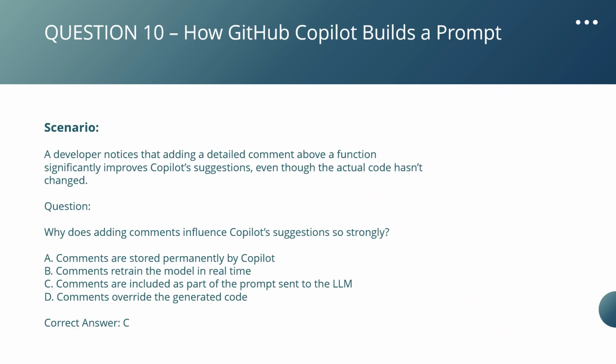Question 10. How GitHub Copilot builds a prompt. Scenario. A developer notices that adding a detailed comment above a function significantly improves Copilot's suggestions, even though the actual code hasn't changed. Why does adding comments influence Copilot's suggestions so strongly? A. Comments are stored permanently by Copilot. B. Comments retrain the model in real time. C. Comments are included as part of the prompt sent to the LLM. D. Comments override the generated code. Correct answer, C.